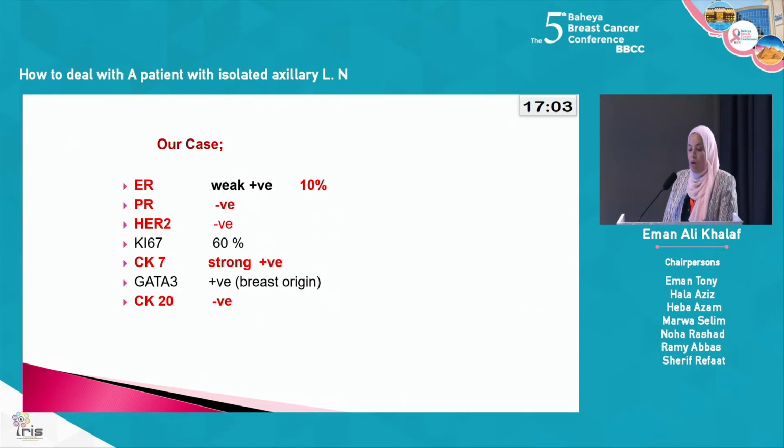If we return back to our case, her immunophenotyping showed ER weak positive 10%, PR was negative, HER2 was negative, CK7 strong positive, GATA3 positive, CK20 negative. So the final diagnosis is a case of metastatic adenocarcinoma of breast origin, although ER, PR, HER2 were negative.